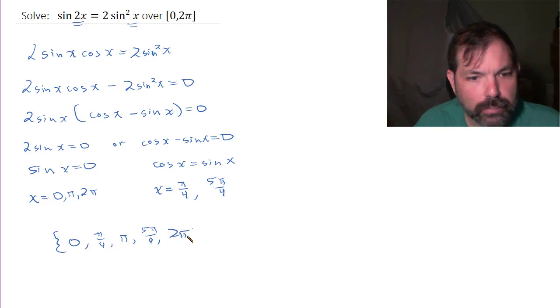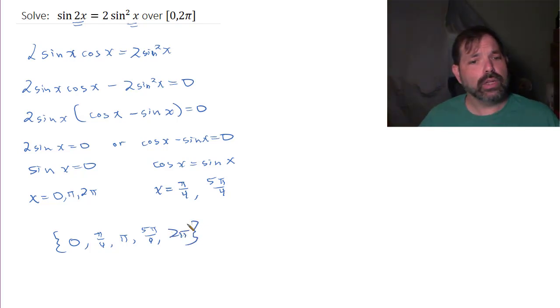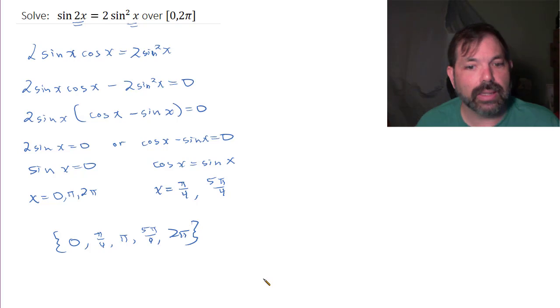So here we had to use an identity first to get the equation into a form where we could then use factoring.